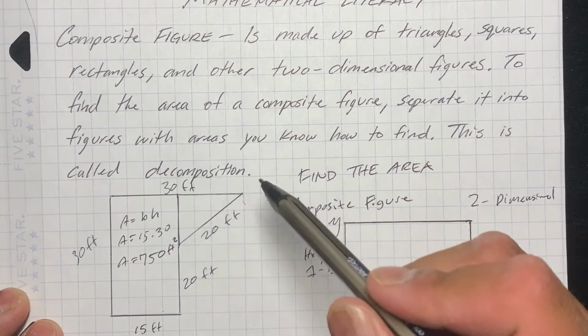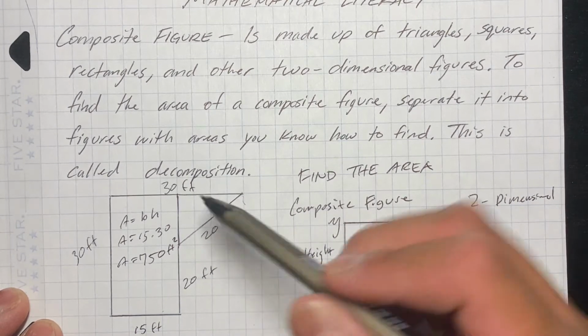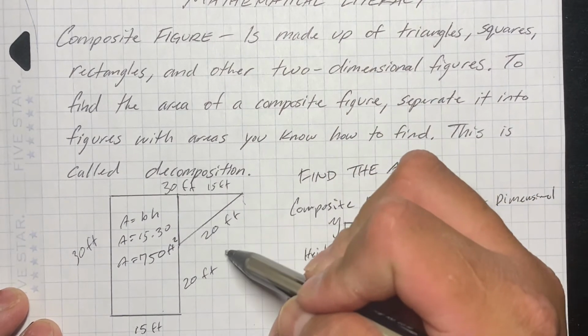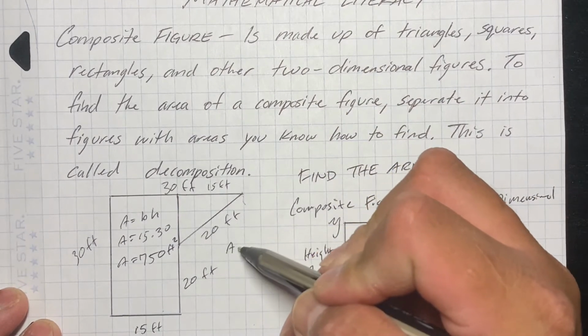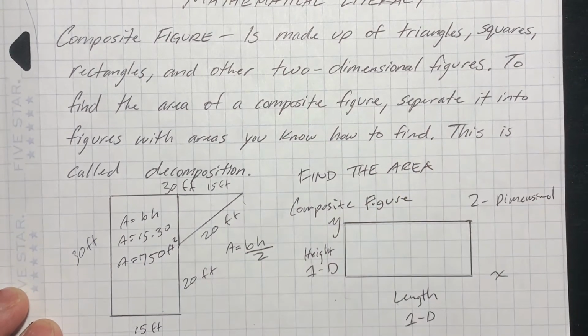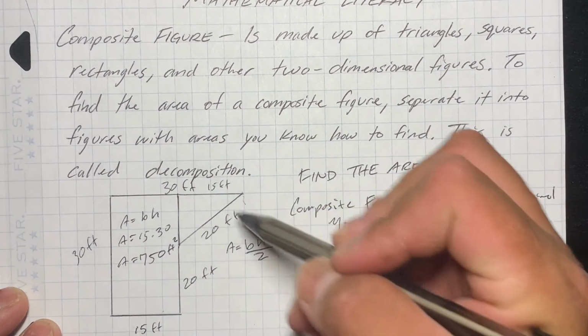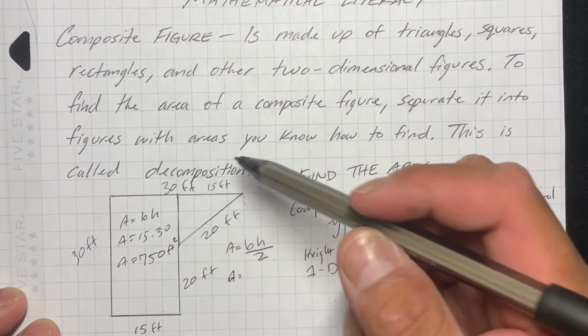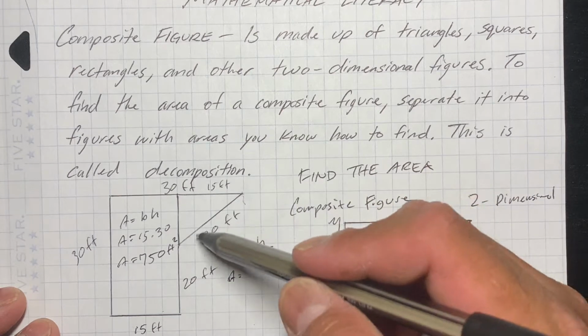Now, we're going to find the area for this part. Again, this is 15 feet. So again, the area formula for a triangle is going to be area equals base times height divided by 2. Okay, so again, your base is, area equals, let's see here. So let's say that this is the hypotenuse.